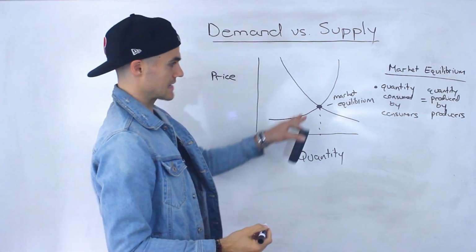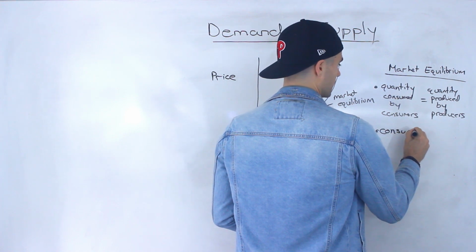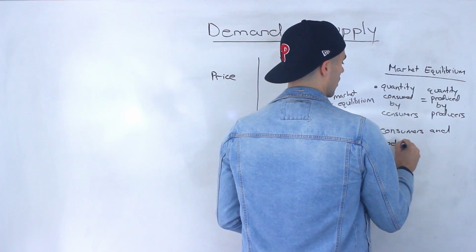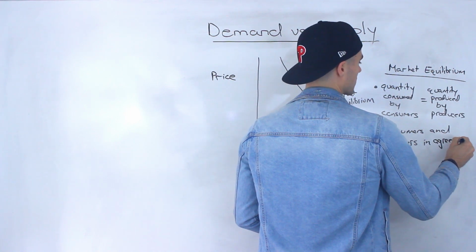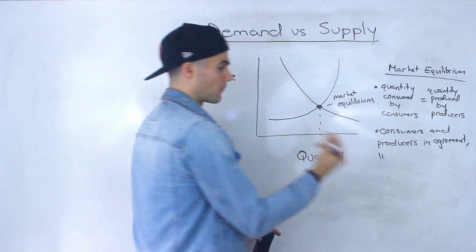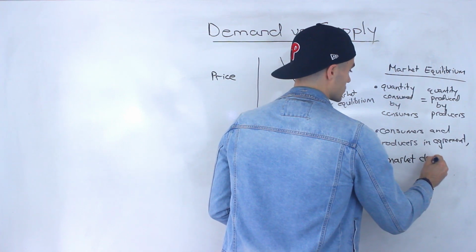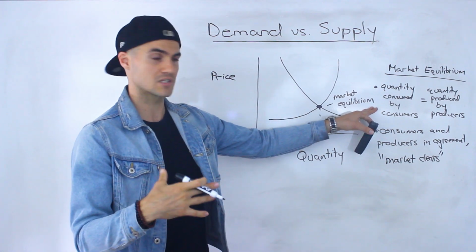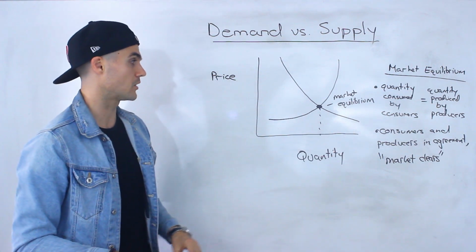Another way to look at this point is that consumers and producers are in agreement, quote unquote. Another expression you'll sometimes see in certain textbooks is that at this point the market clears, which is just another way to say that the consumers and the producers are in agreement. Basically, the quantity consumed by consumers, the demand, equals the quantity produced by producers, the supply.